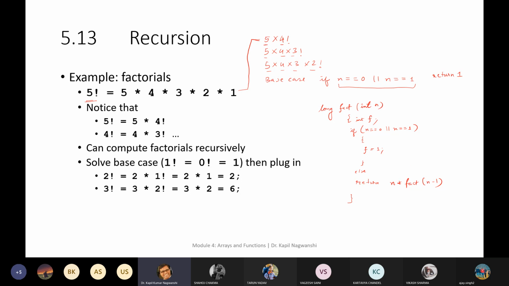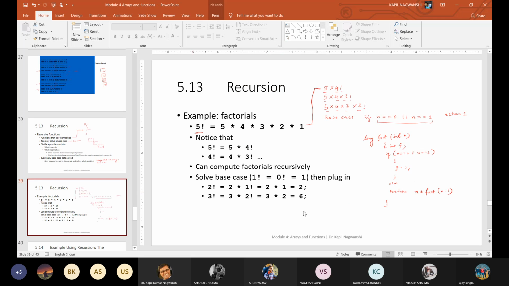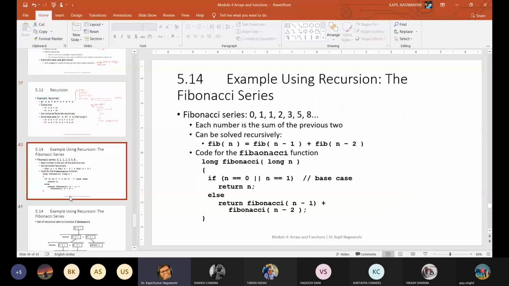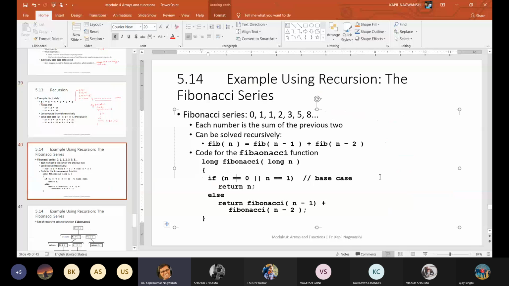So how do we solve this problem? We will see later in the next slide. Let me explain the concept of the Fibonacci series.